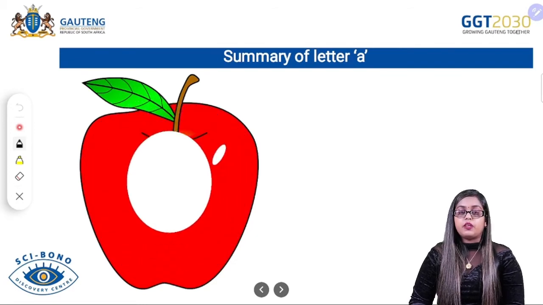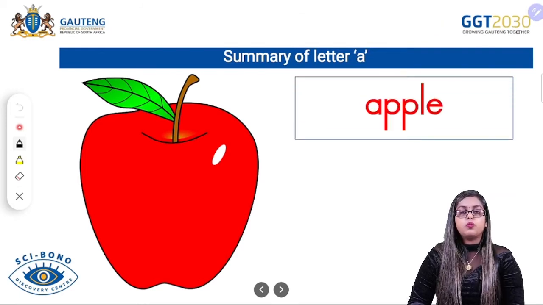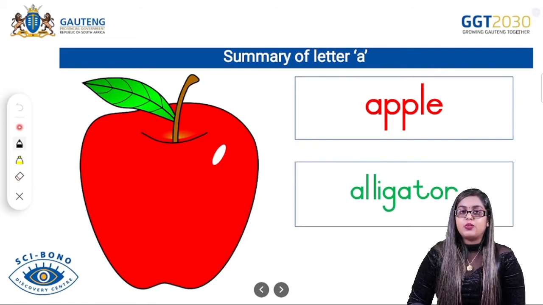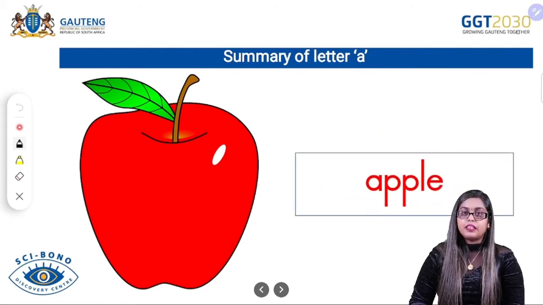Okay, so now that we are done with that, let's look at what we have learned for today. First, we have a picture of something that's yummy and red. And you all know what this is. So, let's look at two words. Can you tell me, which do you think is the correct word? Is this going to be A for apple, which we have in red? Or is it going to be A for alligator, which we have in green? What do you think? That's correct. I knew you'd get it right. A for apple.